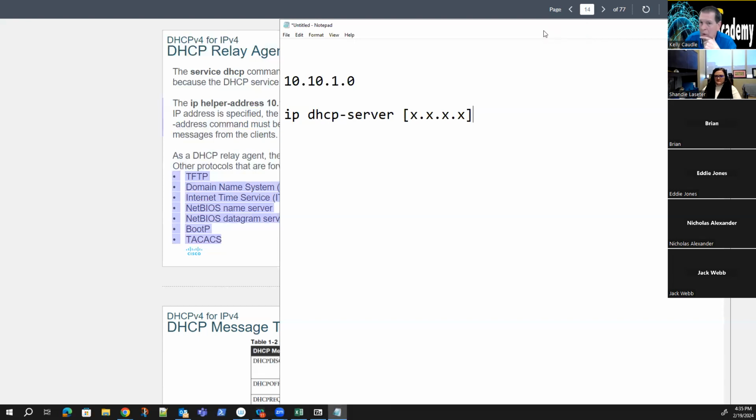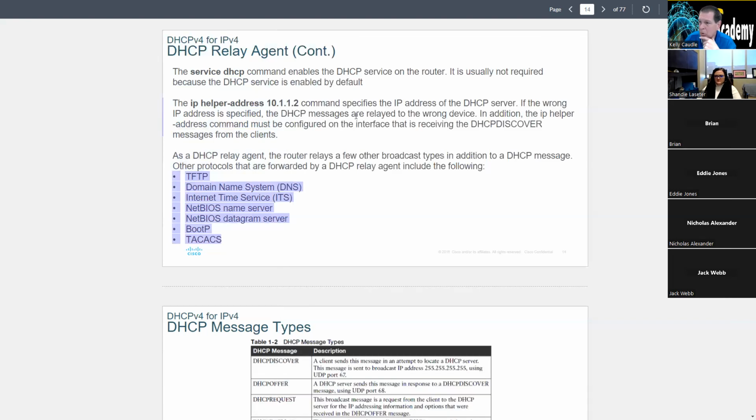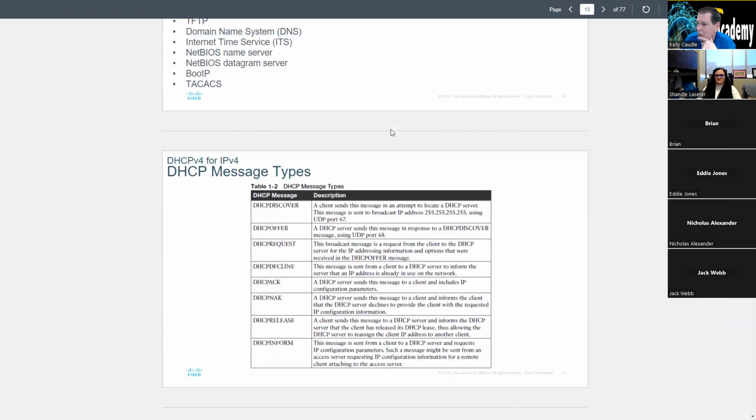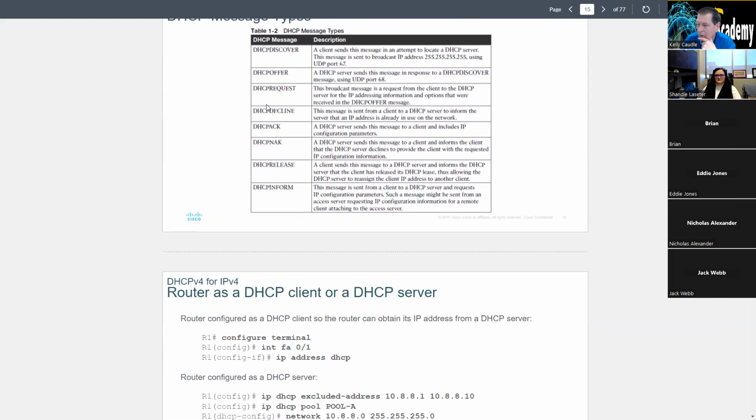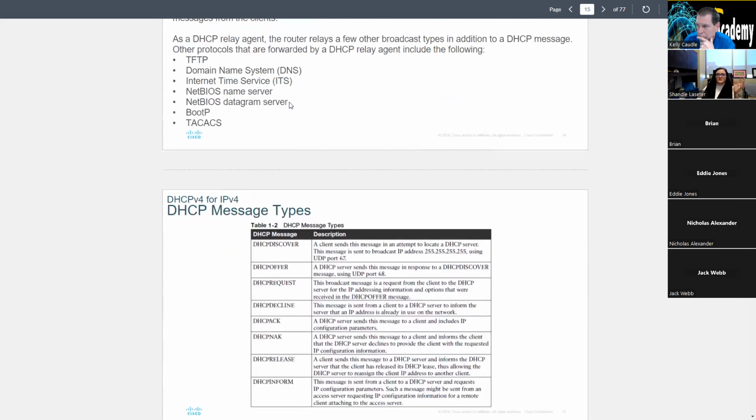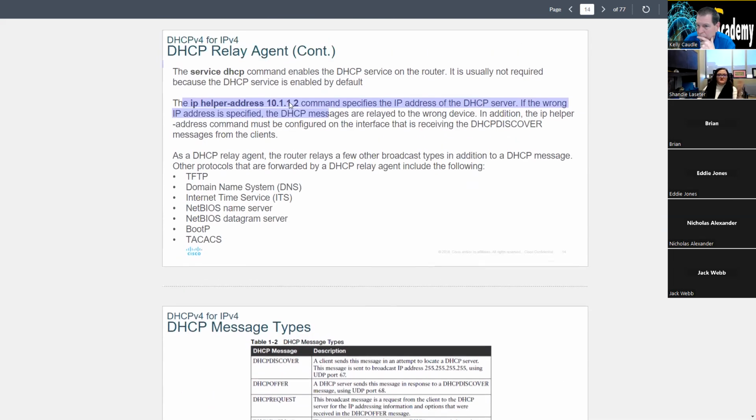So be aware that you're probably going to see in most books to use the helper address. Here's all of our message types. Did that answer the question, Shane? I feel like I didn't answer it, but did that answer it? Yes, it did somewhat answer it. I was just wondering if the IP helper address did all of these things automatically.